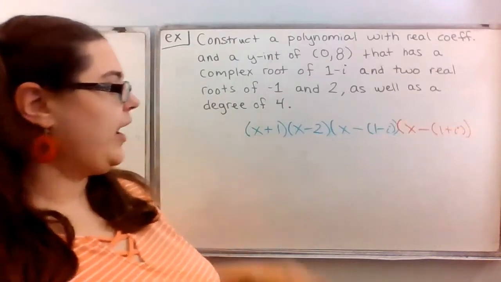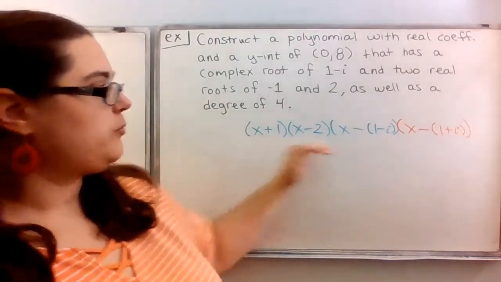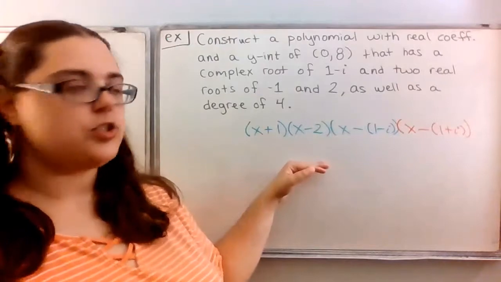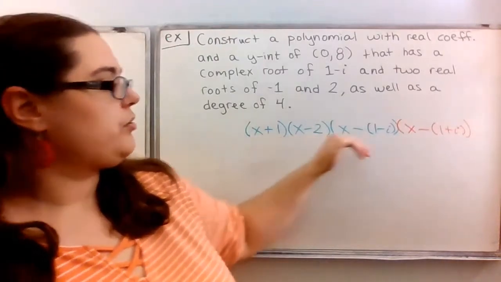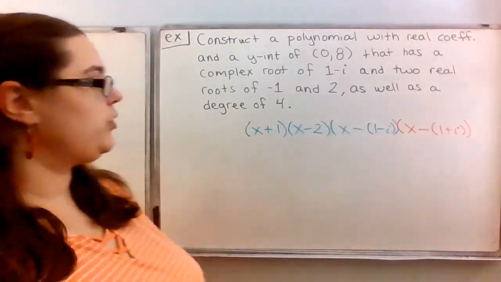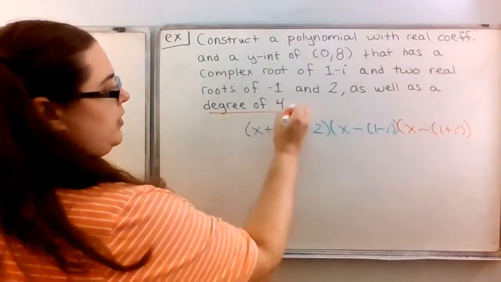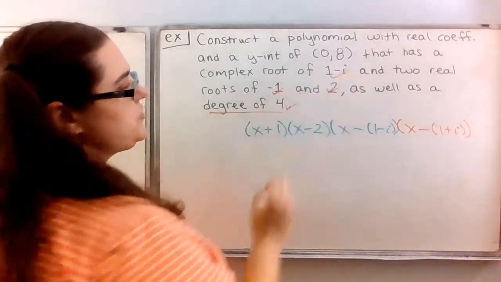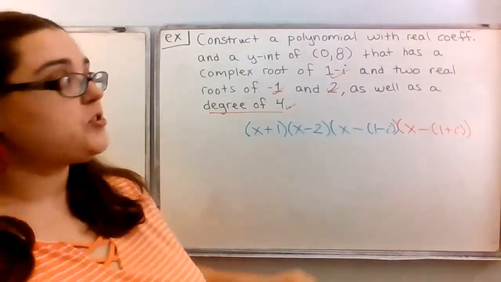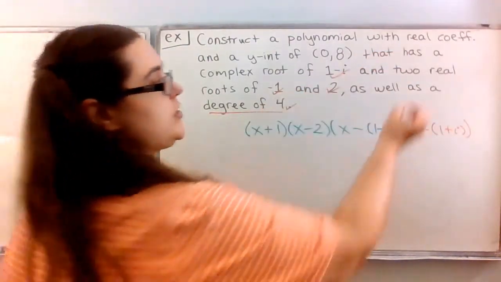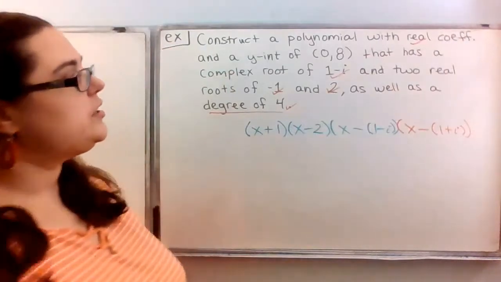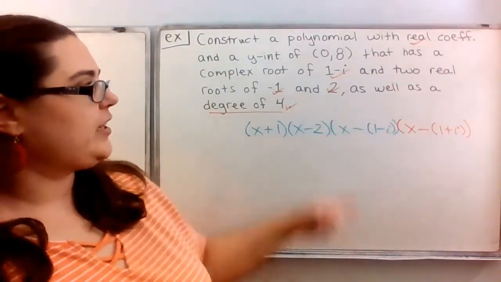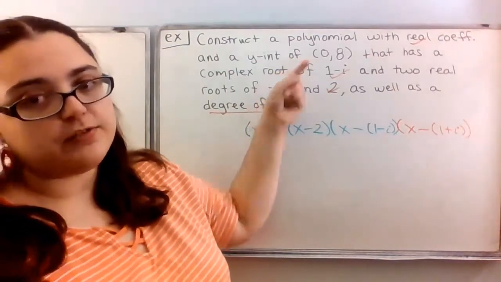So now I have my factors that are going to satisfy all those nice conditions. And there's 1, 2, 3, 4 of them. So we're going to be degree 4. So we hit the degree 4 requirement. We've got our roots. We've satisfied the theorem so that we'll get our real coefficients. So that's all good. The one thing we haven't hit yet is this y-intercept of (0, 8).